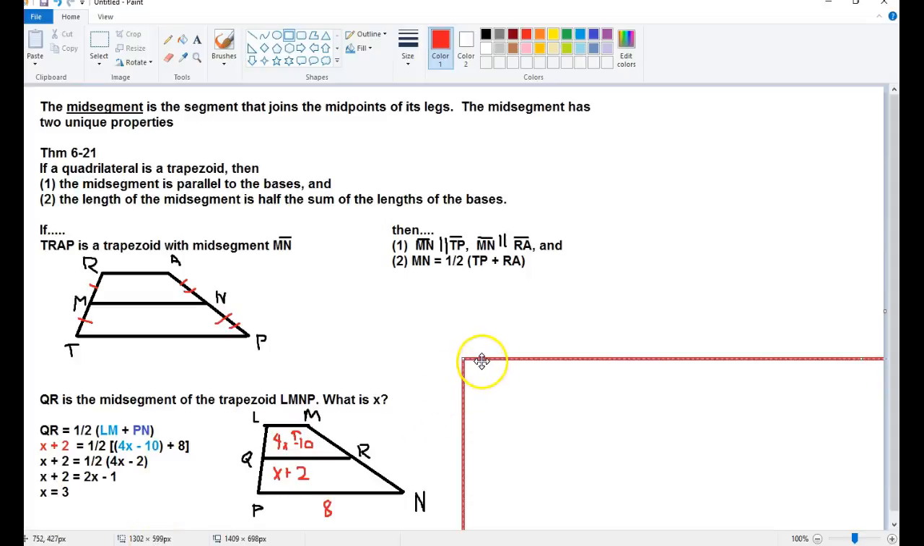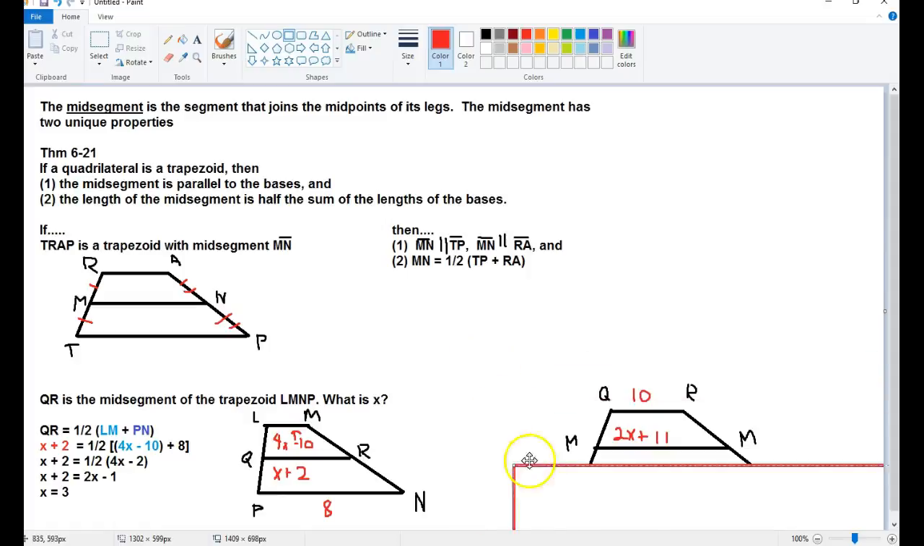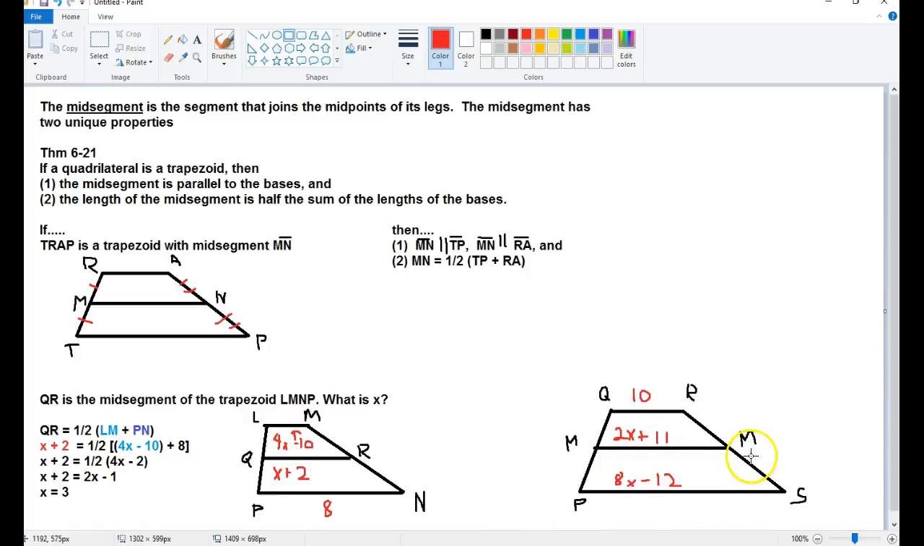Right now, I'm going to give you guys a question with a different trapezoid here. MN is the midsegment. PS and TR are the bases, and you're going to be asked to solve for this.